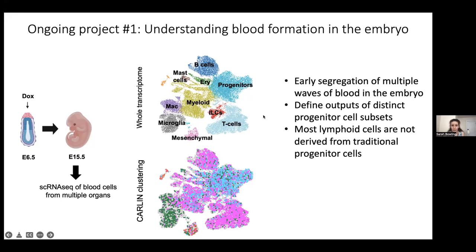We found that most of the lymphoid cells in the embryo were not actually derived from traditional progenitor cells, such as hematopoietic stem cells, but from a distinct early specified wave of multipotent cells. And we found that these non-stem cell-derived populations are able to survive long-term into adulthood. And we supported our barcoding data with traditional Cre models as well.